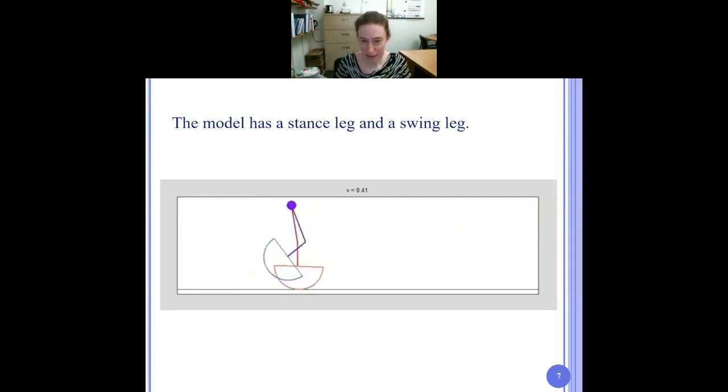Every step consists of two phases. There is a finite time single support phase, which only has one foot on the ground, and this can be modeled using continuous second-order differential equations. And then there is a discrete impact phase, where the model switches from one step to the next, and the stance leg switches as well. This impact phase can be modeled using an algebraic mapping.